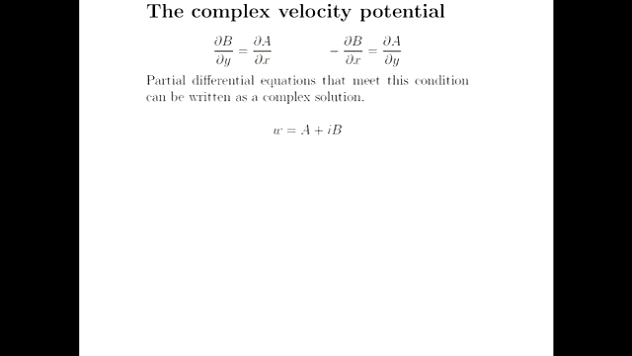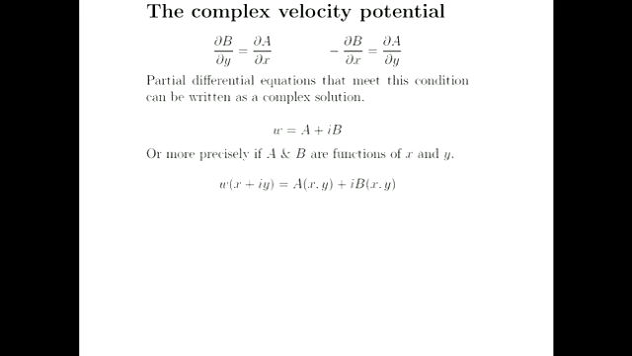But if we've got a set of partial differential equations that satisfy those Cauchy-Riemann relationships, you can write that W is equal to A plus iB. So more precisely, A and B are functions only of x and y. So I can write that W, which is a function of this complex ordinate, x plus iy, is equal to A, function of x and y, plus iB, which is a function of x and y. And you've come across this complex coordinate x plus iy before, right?